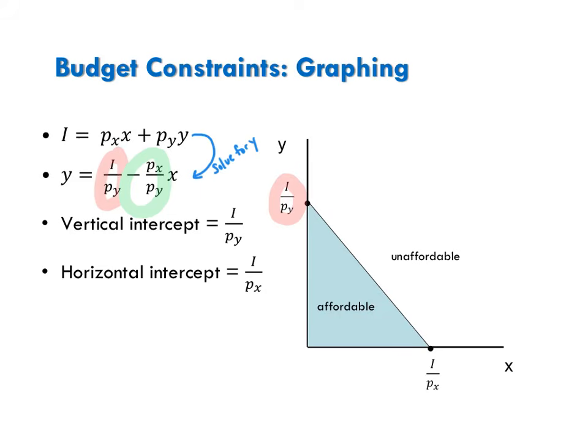Any bundle or combination of X and Y, both on the budget line and inside of it, is affordable, whereas any bundle outside of the budget line is unaffordable or unattainable.